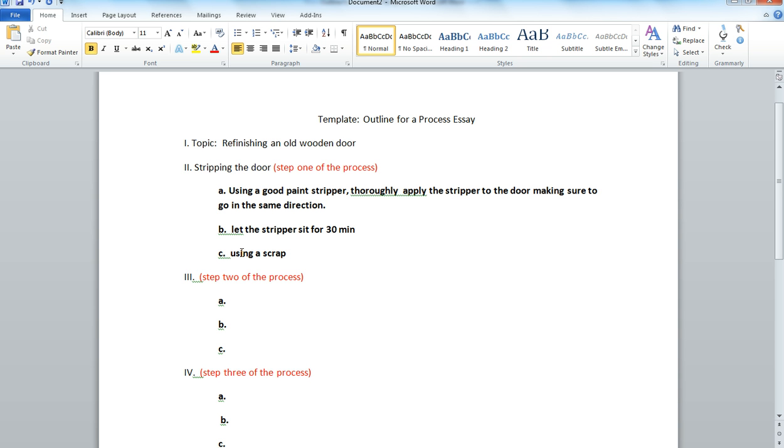Then we would, using a scraper, scrape off the stripper and the paint. So this is the information we're going to describe when we write that first body paragraph that describes step 1 of our process, stripping the door.